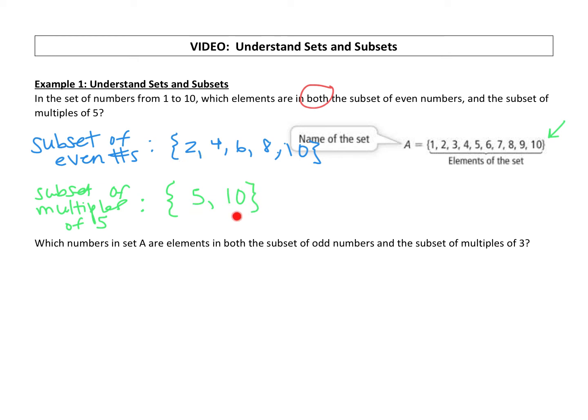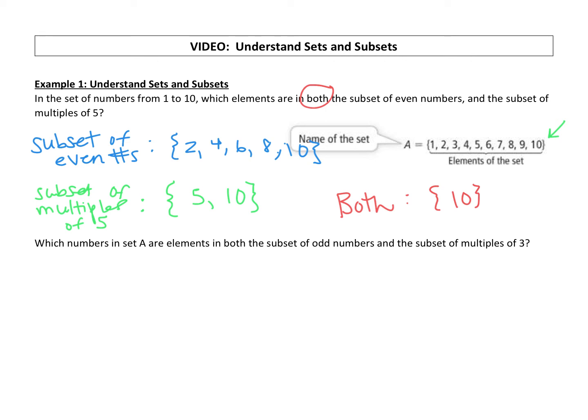We also have a 10. 10 is in this subset. And if I look up here, 10 is in that subset. So that means that which elements are in both the subsets, all we had was that 10 with my pretty brackets.